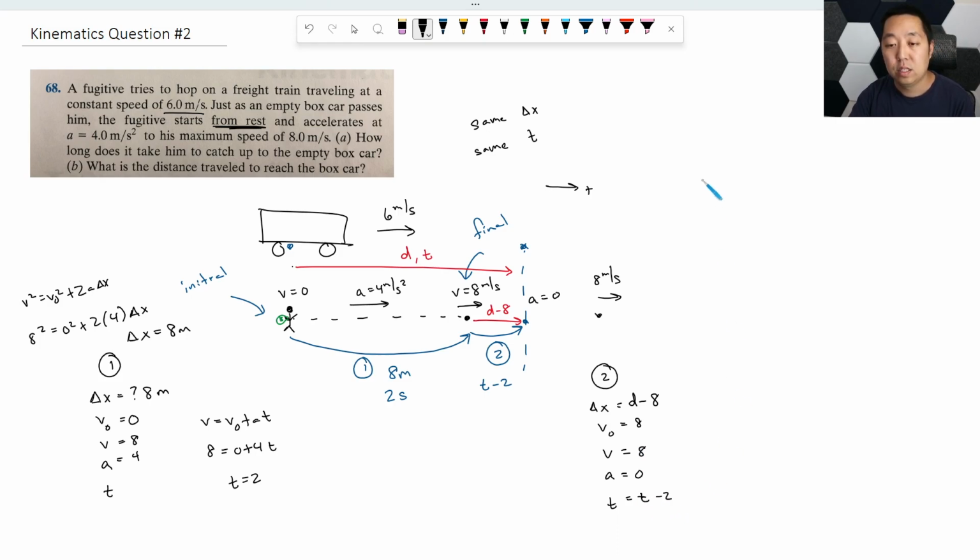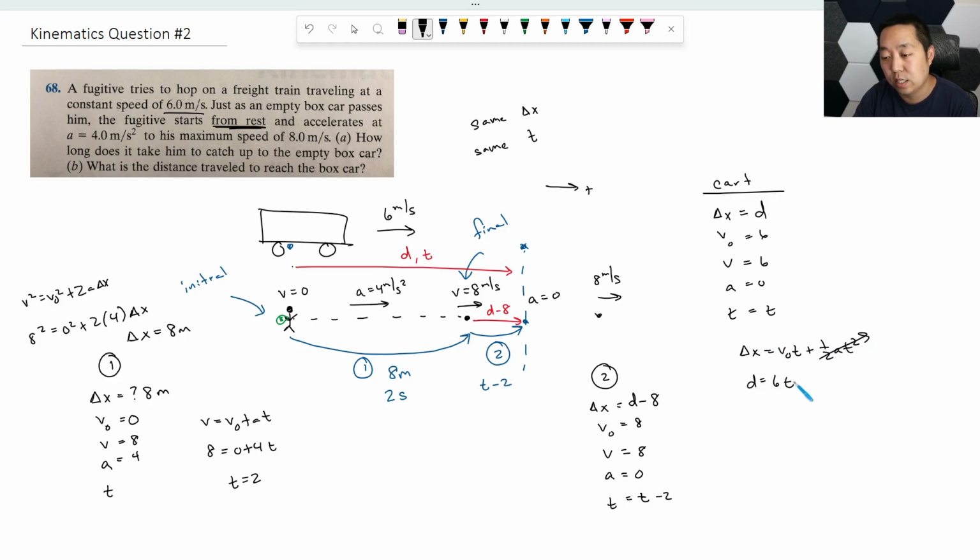Okay, and now let's handle the cart. The cart is pretty easy. Because its acceleration is 0, and it's going 6 meters per second the whole time, the distance it's traveled is d, and this is t. Because for the train, or the empty car, he's just traveling that whole distance. And this one is pretty easy to relate. You just say displacement is initial velocity times time. But when the acceleration is 0, this term goes away. So it's just d is equal to 6 times t. Right? Distance is velocity times time, if the velocity is constant.